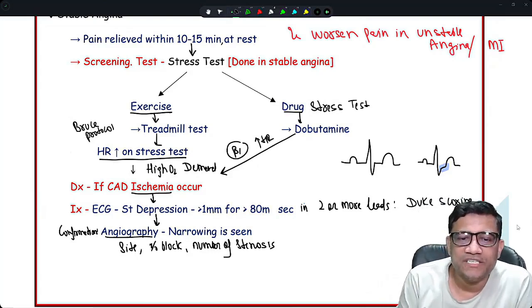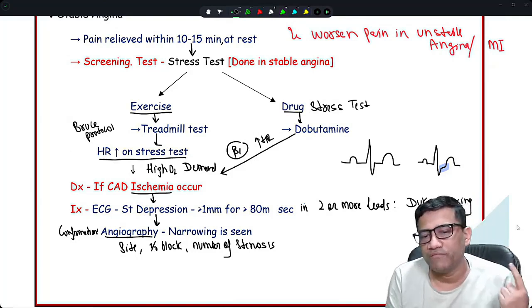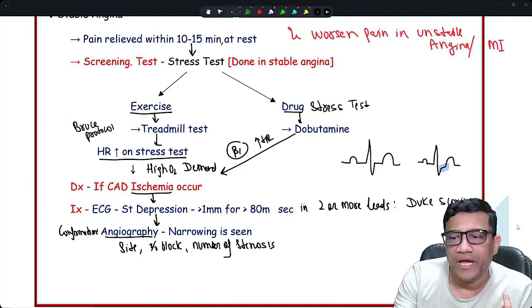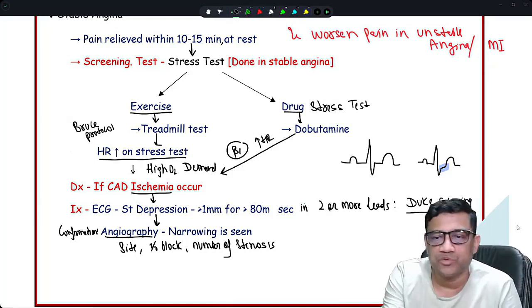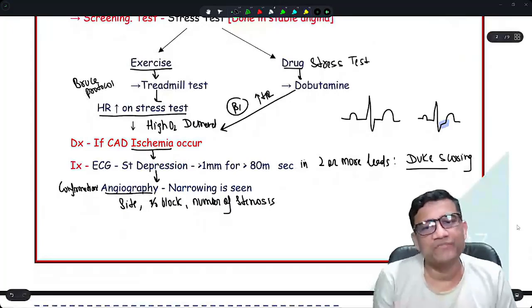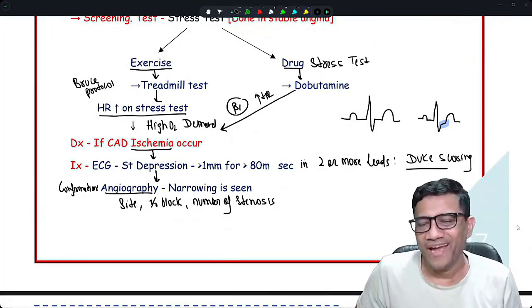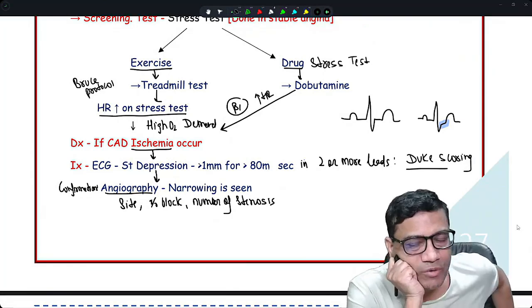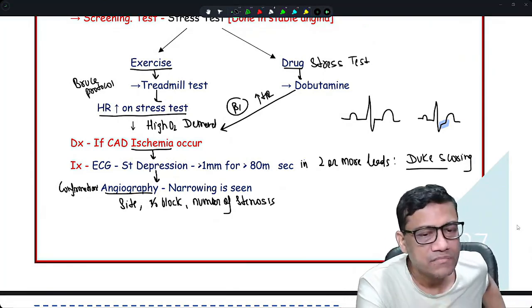What are the ECG changes? ST depression of more than 1 mm for more than 80 milliseconds in 2 or more leads, and we use the Duke scoring. So what score? Duke. If the person cannot run, we give dobutamine, which increases the heart rate, and do the test. What is this called? It is called a drug stress test.